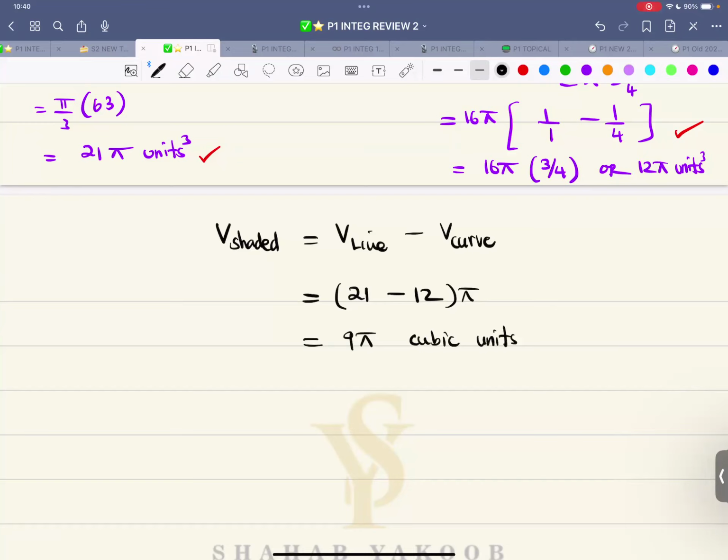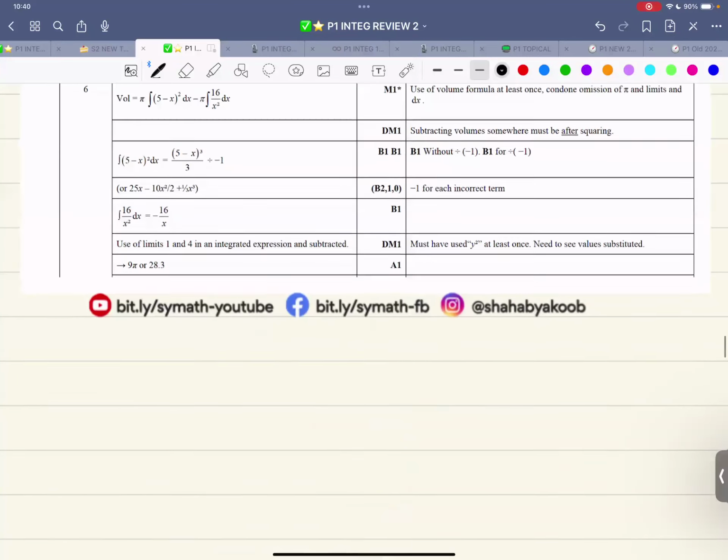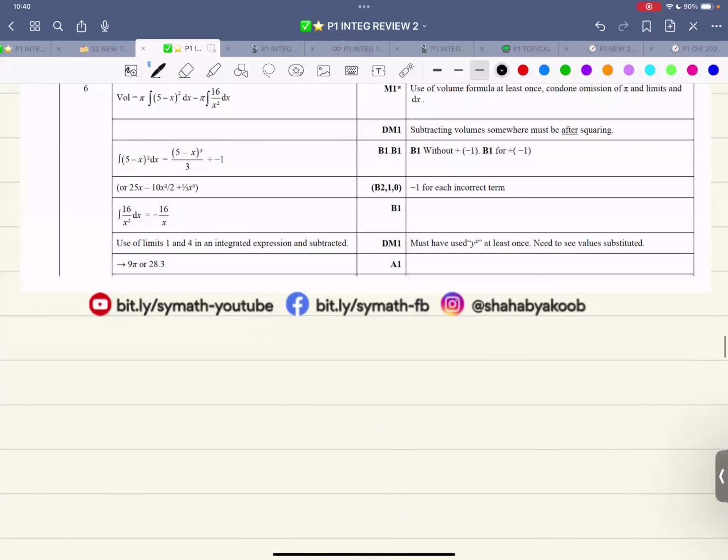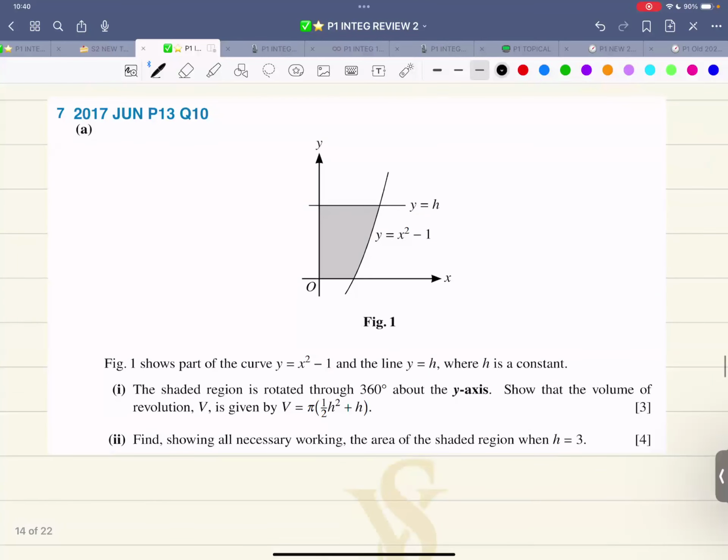You can write units cube. You can write cubic units. Let's double check, and that is over here. So this is all good, all clear. So now let's look at this particular question. First read it. I'll solve.